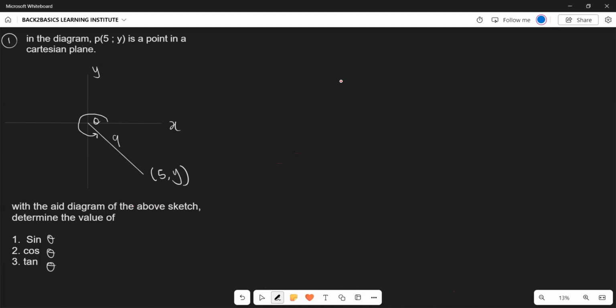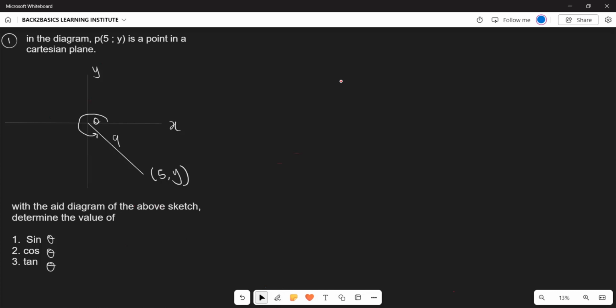I want us to try now a problem whereby you are given a Cartesian plane to solve. Look, what is it that you are given then? In the diagram, you are given P, which is (5, y). Now, they want you to use the diagram here to find the value of sine theta, cos theta, and tan theta.